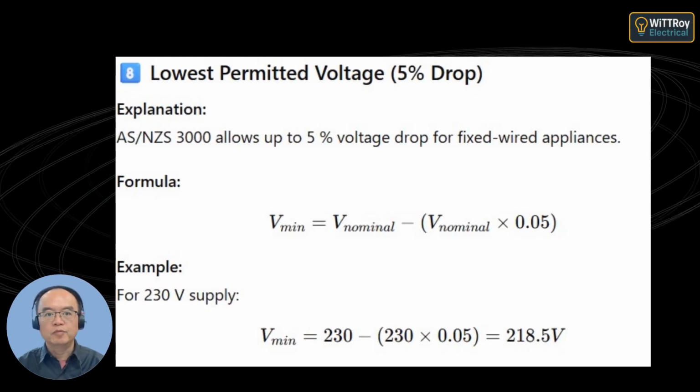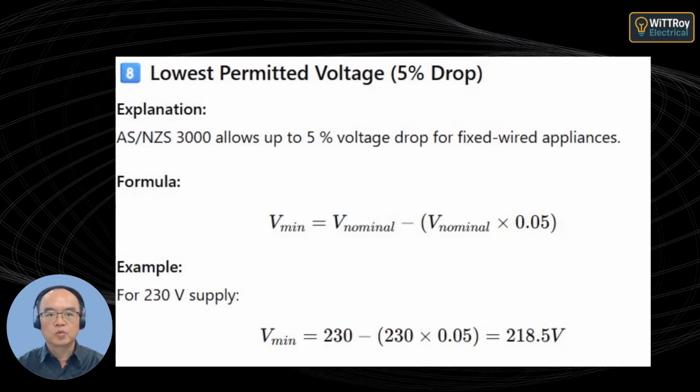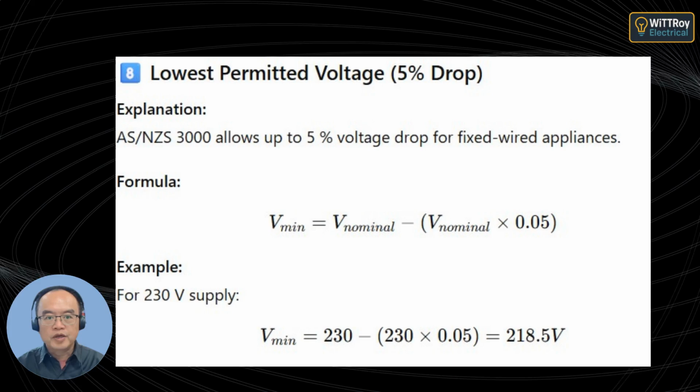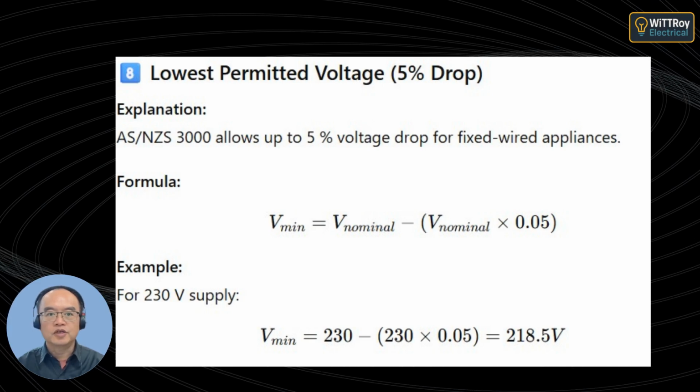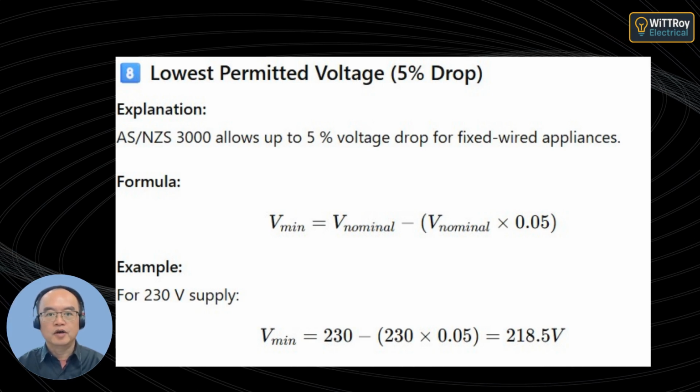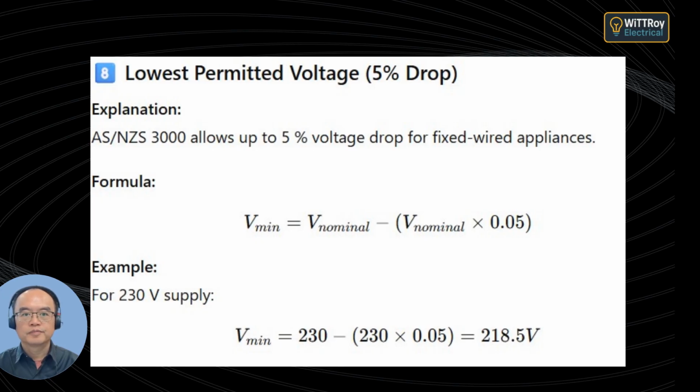Standards allow a maximum of 5% voltage drop for fixed wired equipment. Use V min equals V nominal minus V nominal times 0.05. For a 230 volt supply, that gives 218.5 volts minimum. Below this, equipment may not operate safely.